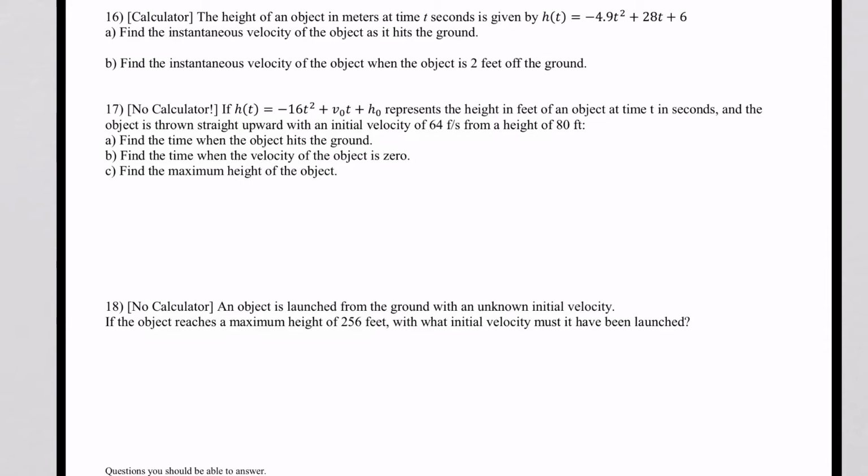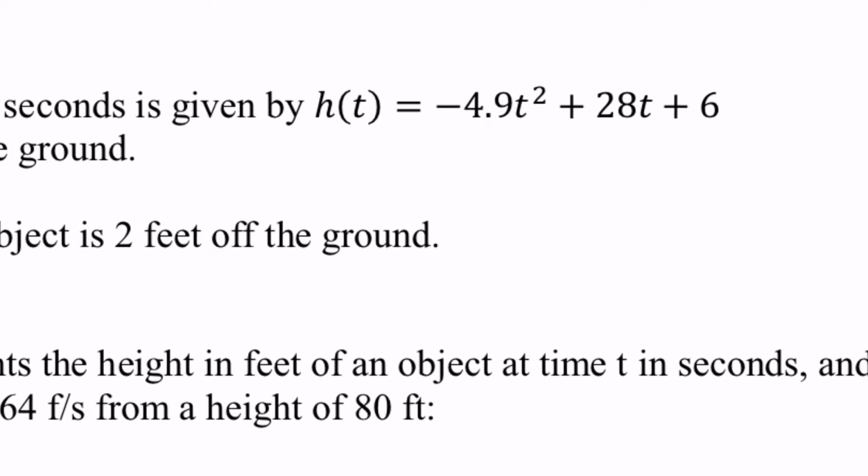All right, problem number 16, a calculator problem. The height of an object in meters at time t seconds is given by that equation. Find the instantaneous velocity of the object when it hits the ground. So, graph this thing on your calculator. You're going to get a parabola that looks like that.